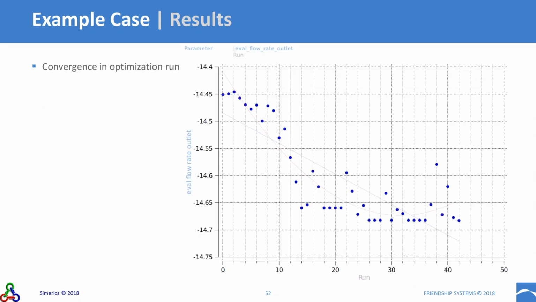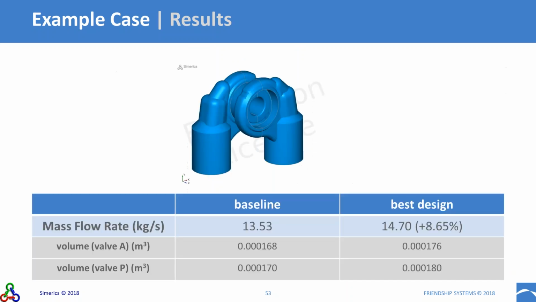Here we see what happens during the final step of the optimization run. So we start somewhere, and then as the optimization is progressing, we are getting closer and closer to a convergence and to an optimal design. So let's look at the final results. You can see already in the figures at the bottom that the mass flow rate through this configuration of the valve was improved by 8.65, so between 8.5% and 9%.